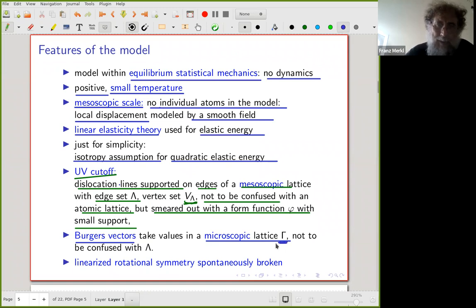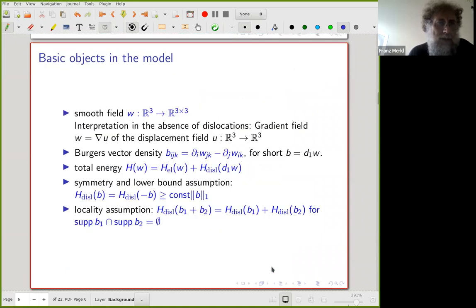So this lattice lambda, where the Burgers vector takes values, should not be confused with the mesoscopic lattice, where the location of the dislocation lines is assumed to be in this model. And the goal of the whole theory is to show that in this model, linearized rotational symmetry gets spontaneously broken. Okay, after mentioning the main features of the model, let me come to the introduction of the basic objects in the model.